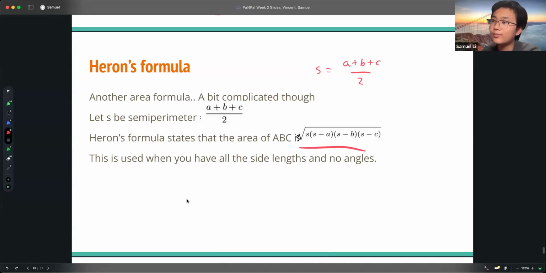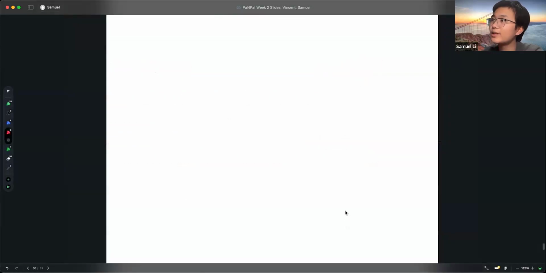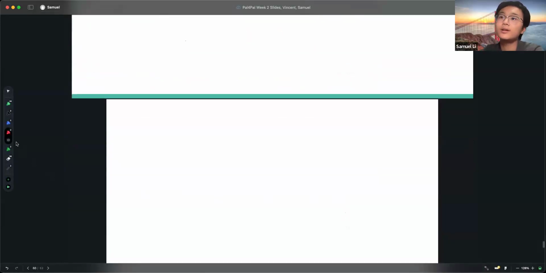So I would quickly prove this real quick. Let's see. The proof of this theorem, I think, could be slightly more nuanced. Let's see.